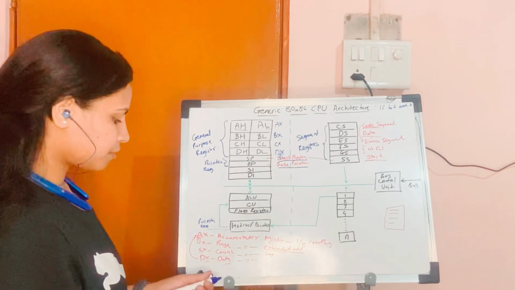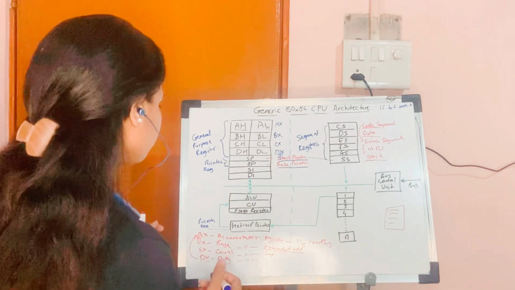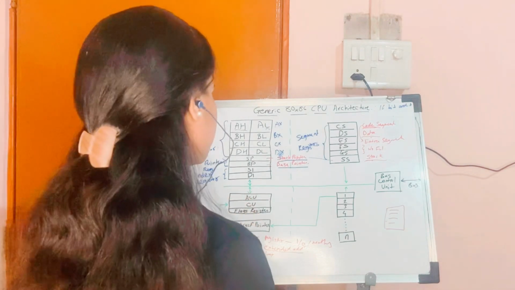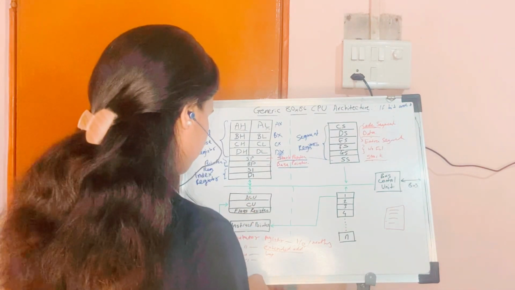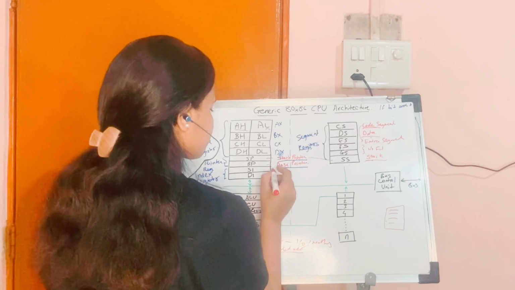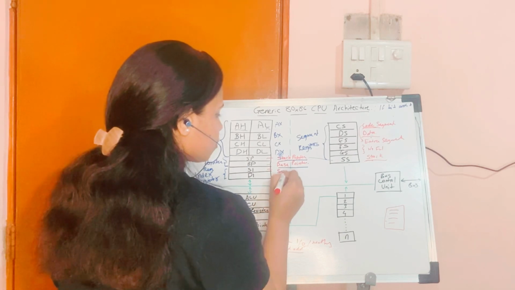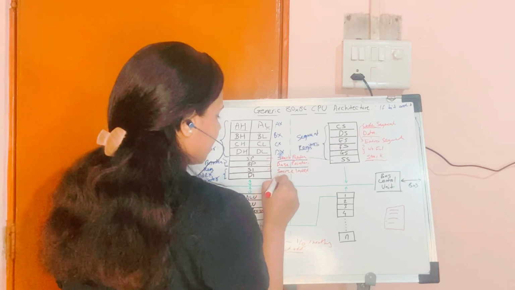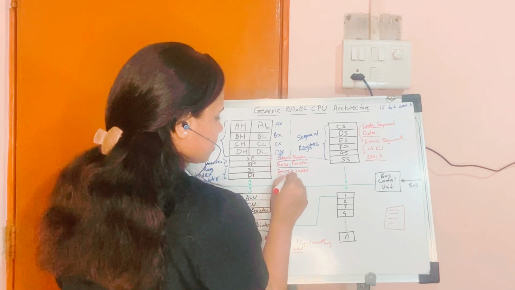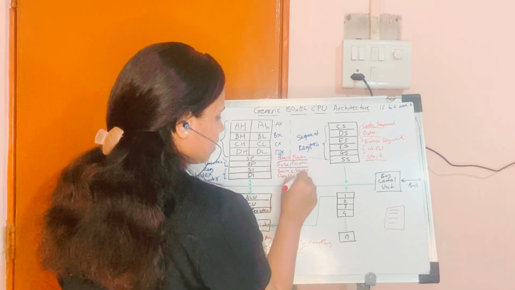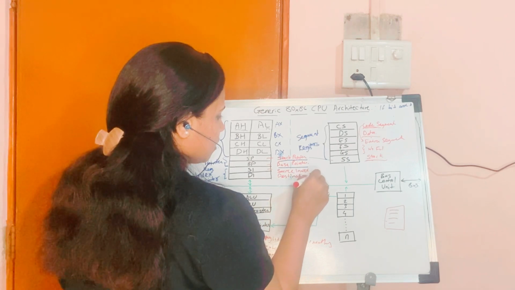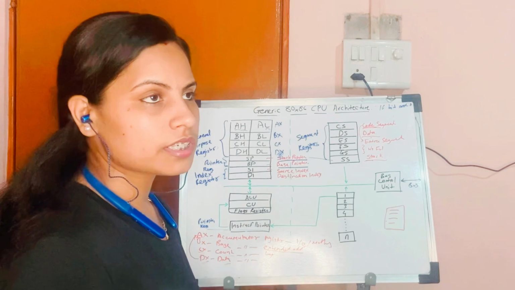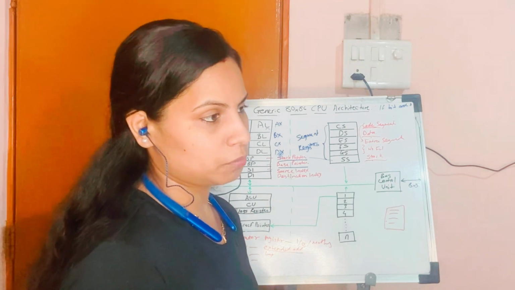Next type of register is index register. There are two types of index registers. First is source index, and second is destination index. These two index registers are basically used for string manipulation.